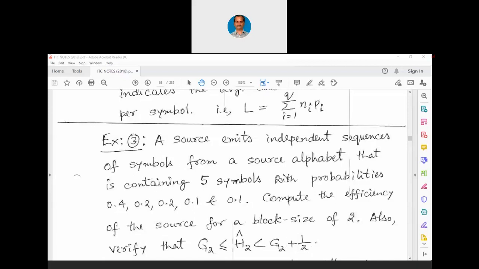Now this is an exercise where the information source is emitting 5 alphabets or 5 symbols and their probabilities are given. In this exercise it is not asked to design the code or encode these 5 symbols. It is only asked to compute the efficiency for a block size of 2. That means we have to find the efficiency, find G2 and H2 cap also, and prove this particular property. So it's a small exercise.